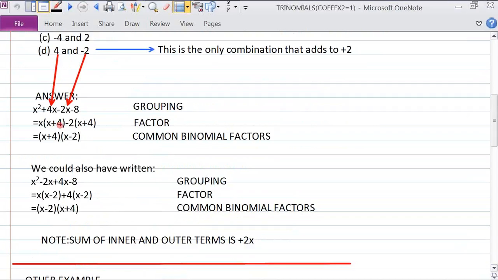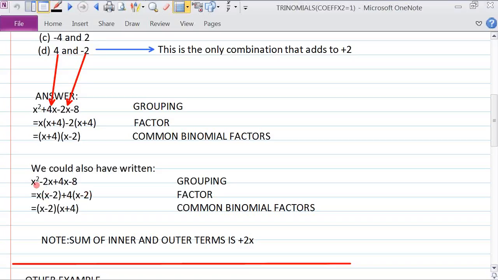Now you say, well, why did you write this plus 4x minus 2x? Why not write it minus 2x plus 4x? Well, what you find is you'll get exactly the same answer. We factor out x from these two terms, and I now get x minus 2. And if I factor out 4 from these two terms, I get plus 4 bracket x minus 2.